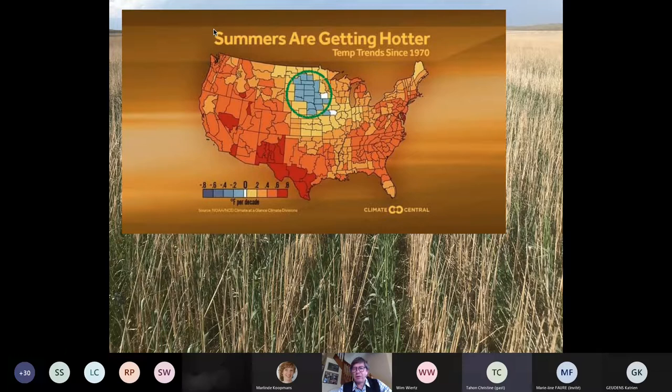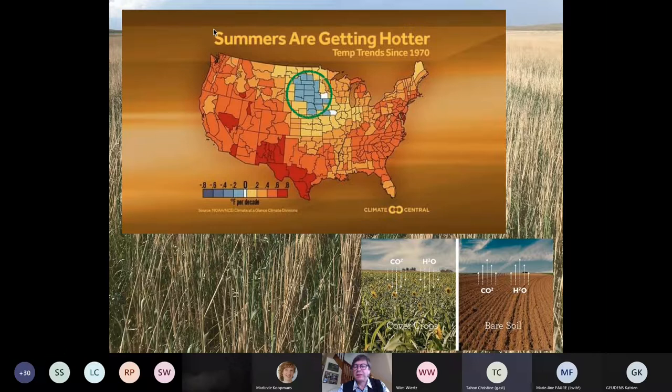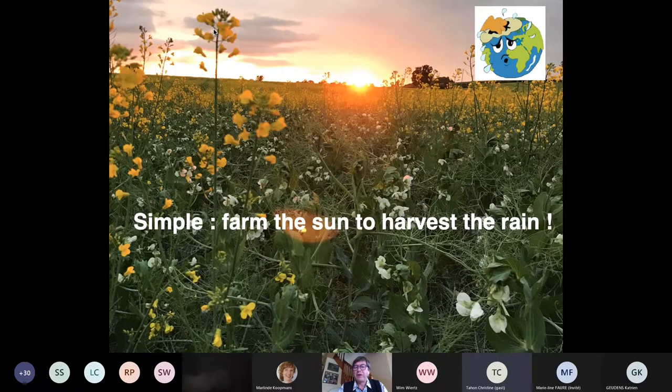the idea is that CO2 is following H2O. So it is the same thing. So it is very coherent and logical. So I like this sentence: farm the sun to harvest the rain. And I think it is something I like to put forward.